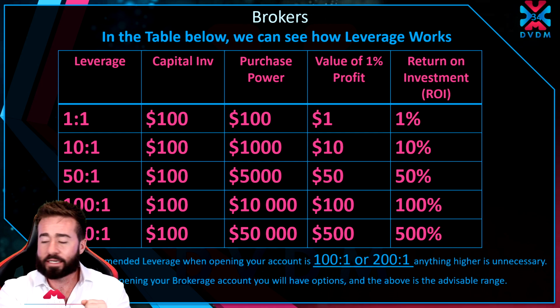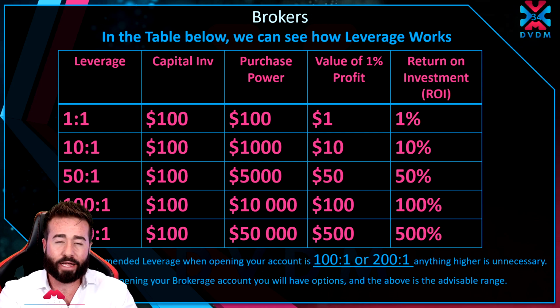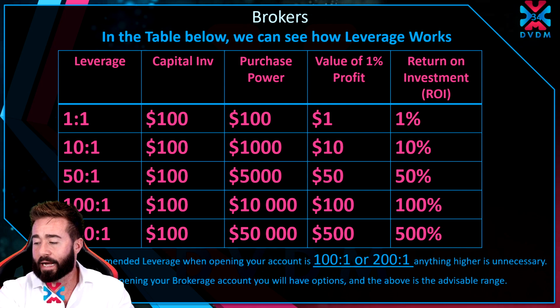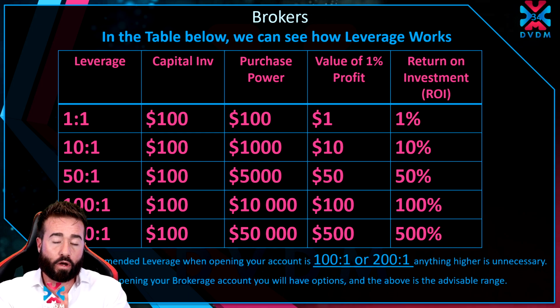100, 200 to 1, somewhere around about there. Anything above that's not needed. Anything below that is not needed in the early stages. That's generally where I recommend to be. But again, remember, please, leverage products in general are extremely risky.